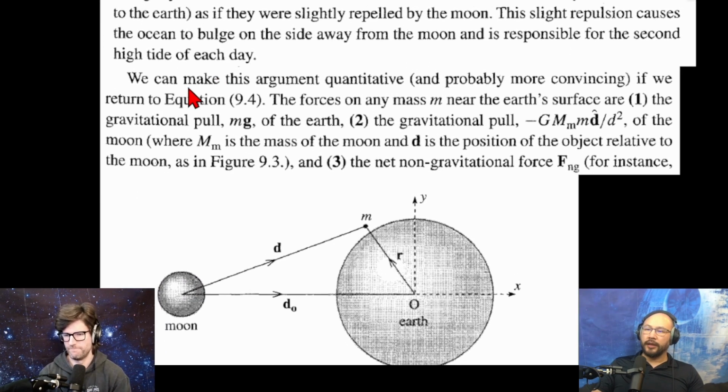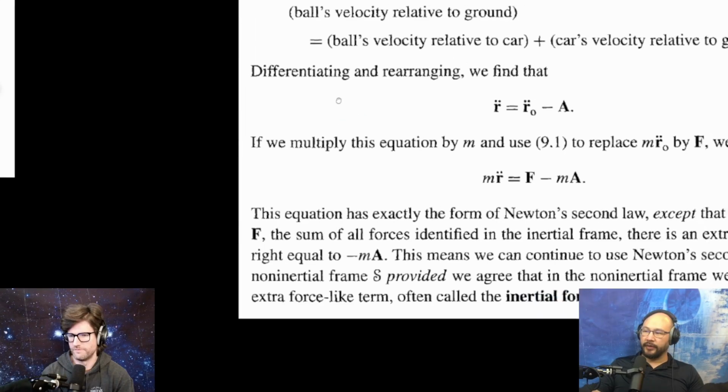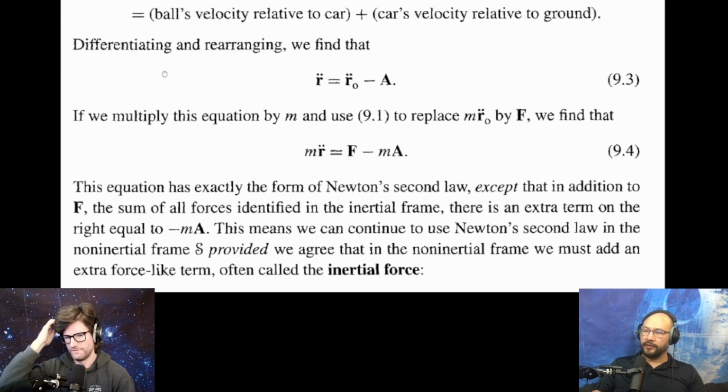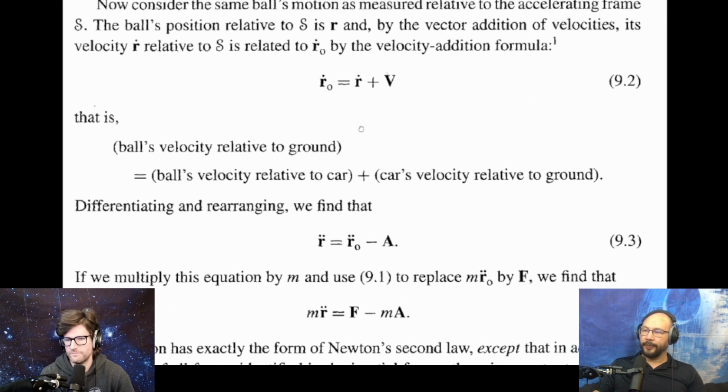We can make this argument quantitative, and probably more convincing, if we return to equation 9.4. We've referenced this twice now, so let's look at it. Okay, if we multiply this equation by m and use 9.1 to replace by F, we find, okay, let's go a little bit up.